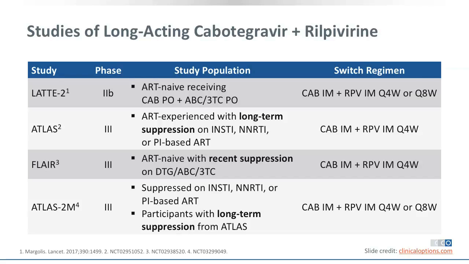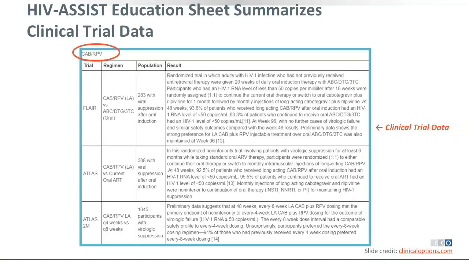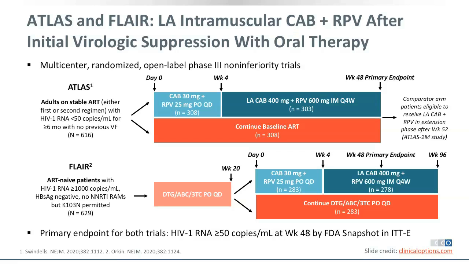There are a number of studies that support the usage of long-acting cabotegravir and rilpivirine, which are summarized here. As I mentioned, part of the goal of the HIV-ASSIST tool is to try to make primary literature and evidence available to clinicians in an easily accessible fashion. From that same HIV-ASSIST education sheet that I showed on the prior slide, here you see another section of that informational content, which includes a summary of some of the key clinical trials that provide evidence for the usage of cabotegravir and rilpivirine. In the ATLAS study, individuals who were already on stable antiretroviral therapy and virologically suppressed were randomized to receive either cabotegravir and rilpivirine or to continue their baseline antiretroviral therapy.